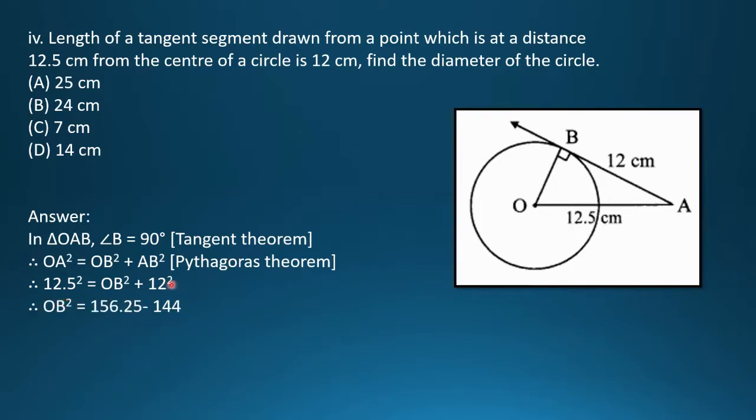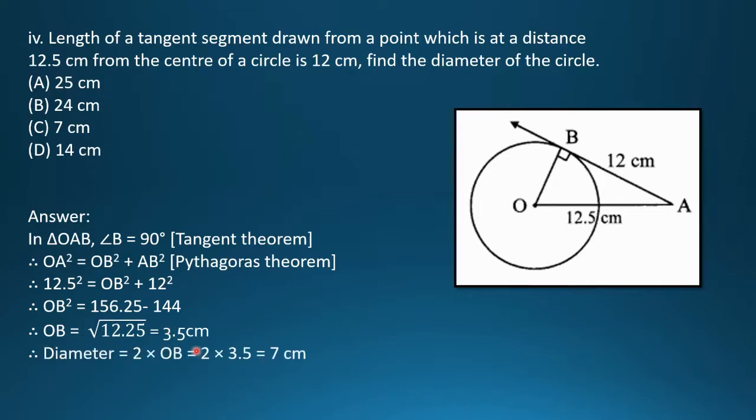So we'll take this 12 square on the other side. So we get 12.5 square minus 12 square. 12.5 square is 156.25 and the square of 12 is 144. Once we subtract it, we get 12.25. We take this square on the other side and hence it will become the square root of 12.25, which is 3.5 centimeters. So the radius of the circle, OB, is 3.5 centimeters.